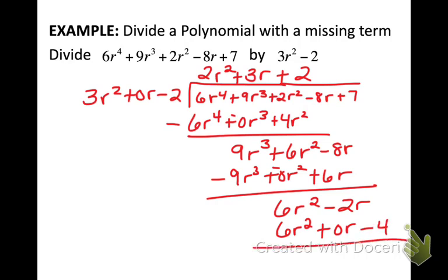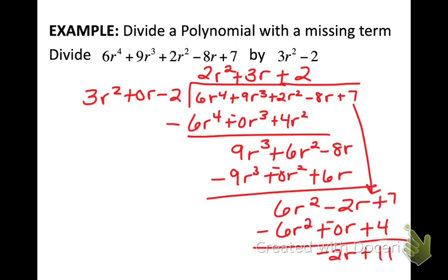So what would you be left with for your remainder? You're left with negative 2r plus... Oh, I didn't bring the 7 down. Oops. Good catch. Plus 7, so plus 11.